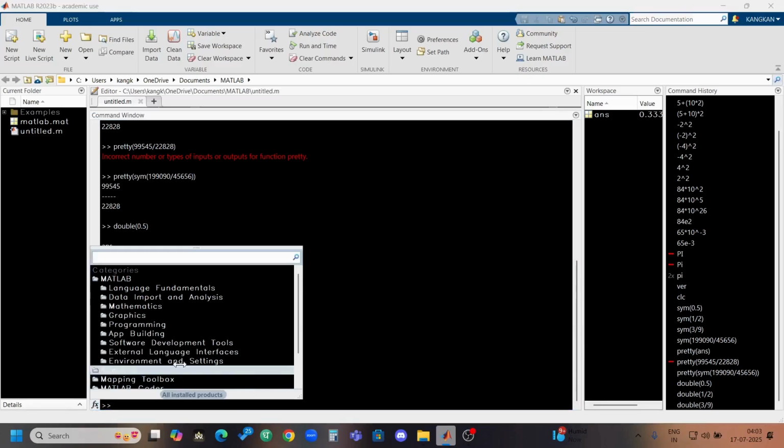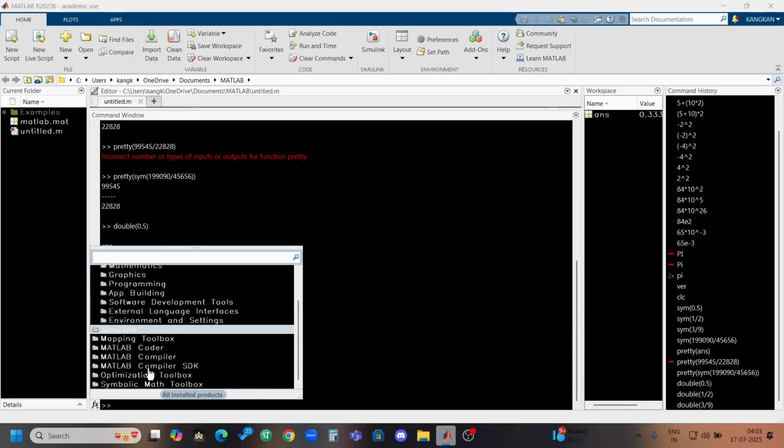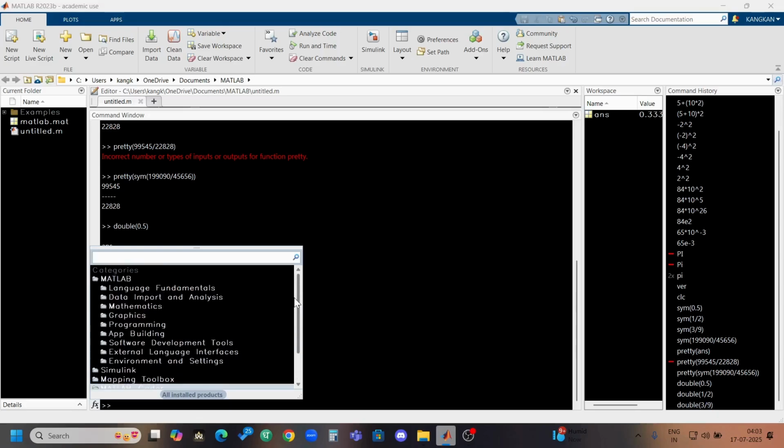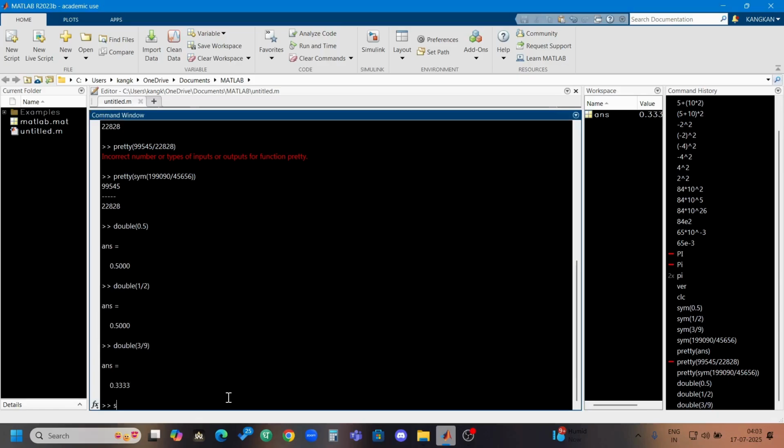When getting confused about the function spelling or its use, there's always fx at the left of the command window. Clicking on that and checking or searching the required functions will help us to work quickly.